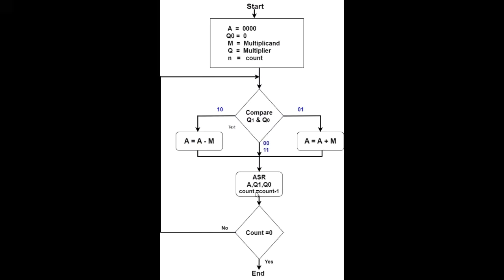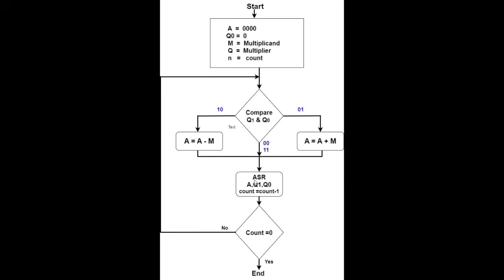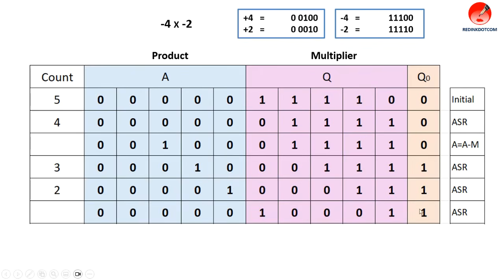Then the next step is decrementing the count value. So the count value becomes 3. So this process repeated again. So we can compare these two values. So 1 means we can do arithmetic shift right. So again do the arithmetic shift right. Then reduce the value. Again you compare these two values. So these two values again 1. So you can do arithmetic shift right again.